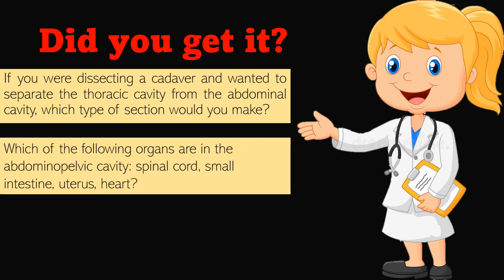Next question is, which of the following organs are in the abdominopelvic cavity: spinal cord, small intestine, uterus, and heart? Of these organs, the small intestine and uterus are found in the abdominopelvic cavity.